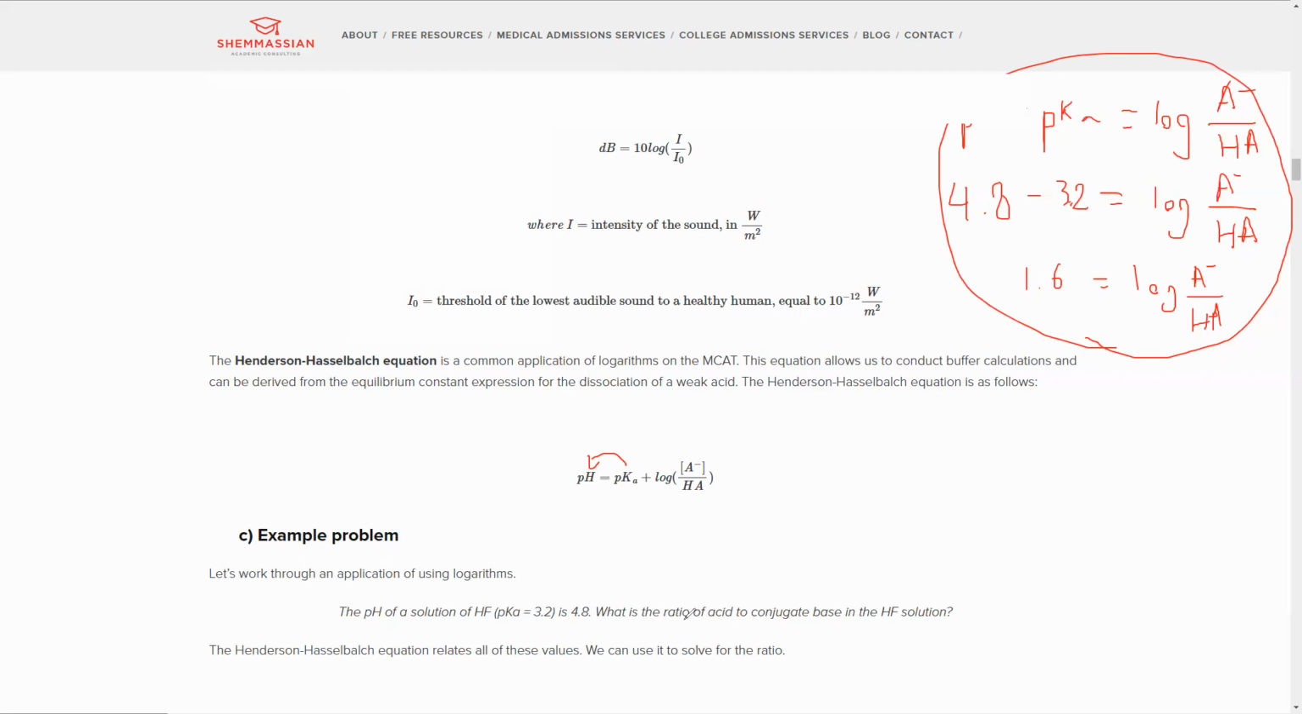The ratio of what are they asking for? A over HA. Are they asking for A over HA? Acid to base, we need to flip. This is important. Acid to conjugate base. A over HA is base to acid. Look at that. Isn't that tricky?